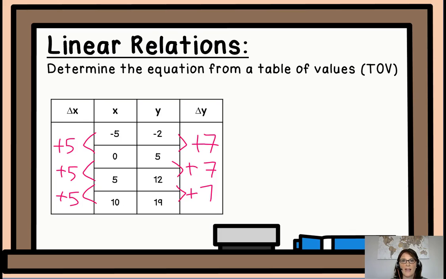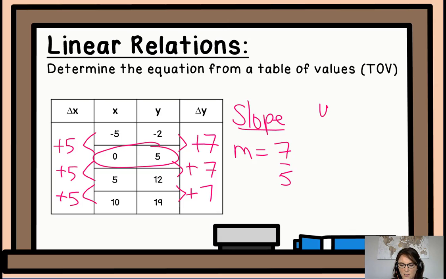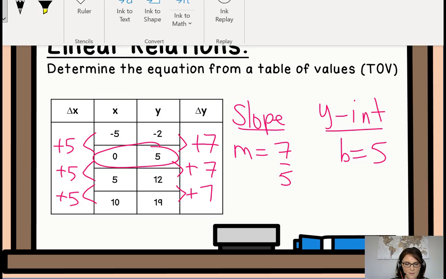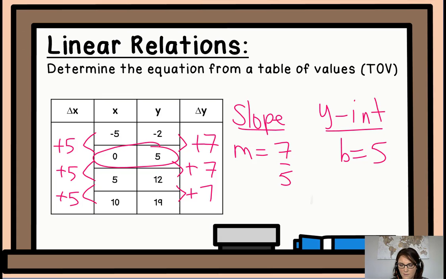This time we do have our x value of 0, so we can look right at our table for our y-intercept. So slope is 7/5. The y-intercept is 5. And putting it all together, y equals 7/5 x plus 5.